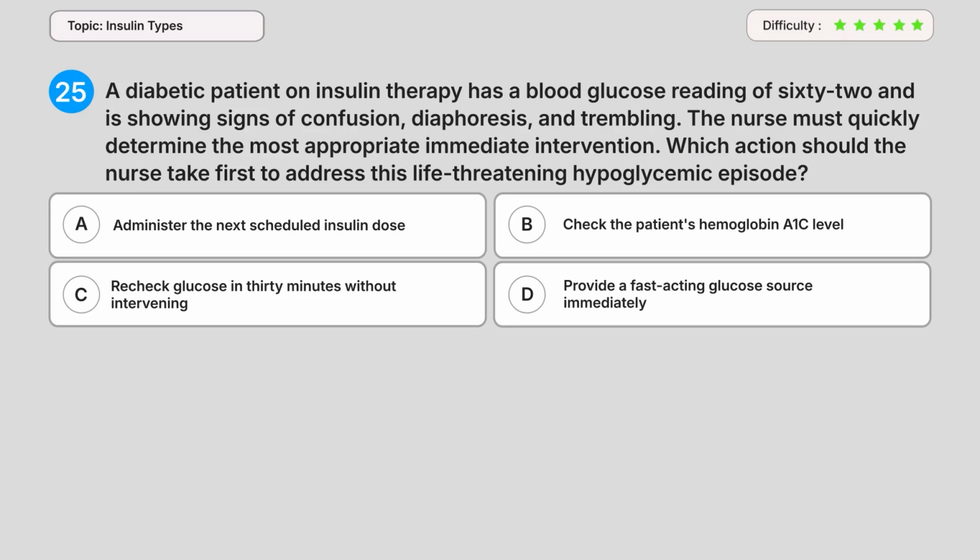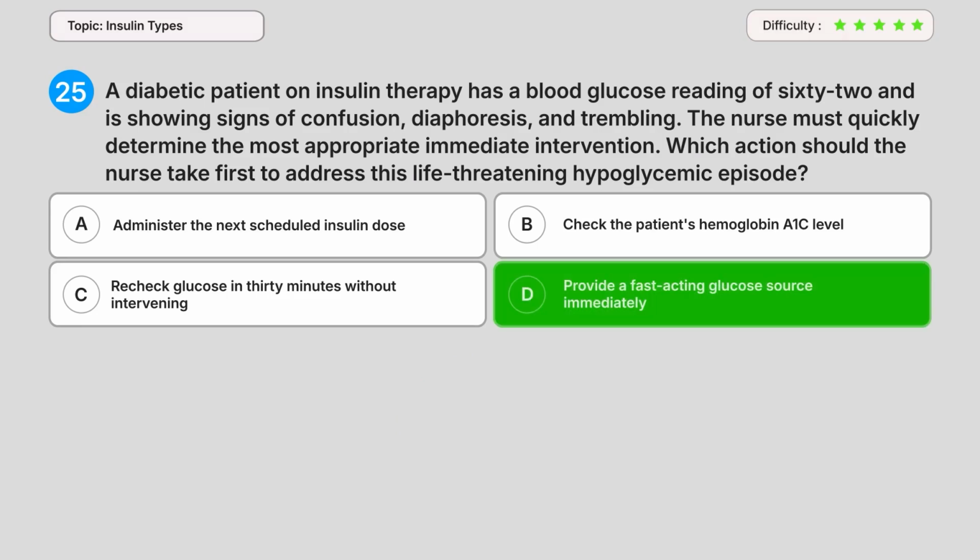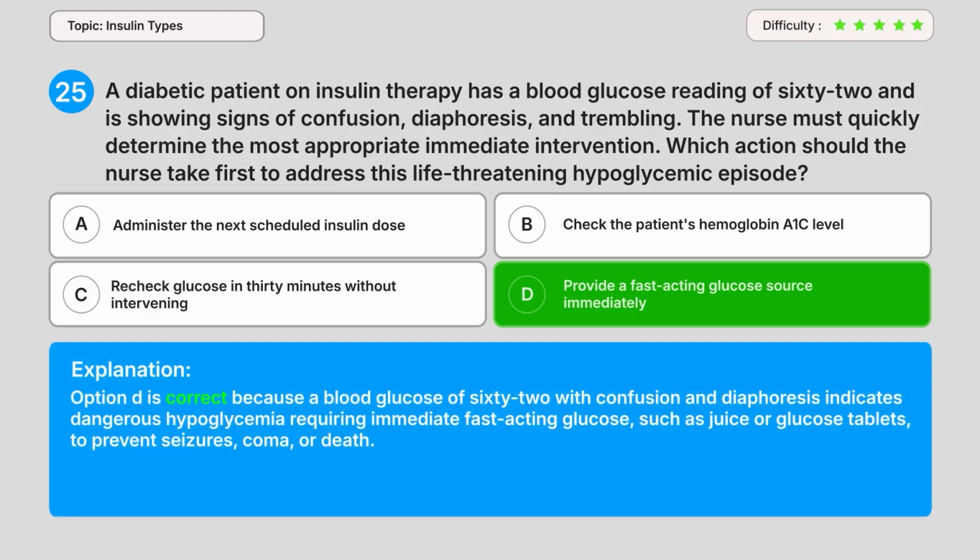Correct answer D. Provide a fast-acting glucose source immediately. Explanation: option D is correct because a blood glucose of 62 with confusion and diaphoresis indicates dangerous hypoglycemia requiring immediate fast-acting glucose such as juice or glucose tablets to prevent seizures, coma, or death.